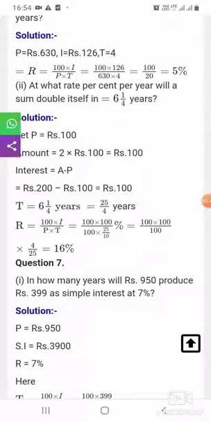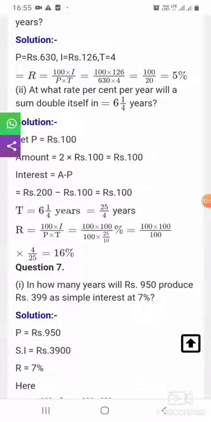Next, you can see the second part of this problem here. At what rate percent per year will a sum double itself in 6 1 by 4 years? That means 6 years 3 months. 1 by 4 means 3 months. So they have given the fraction. You can write the mixed fraction as 25 by 4: 4 sixes are 24, 24 plus 1 is 25 by 4.